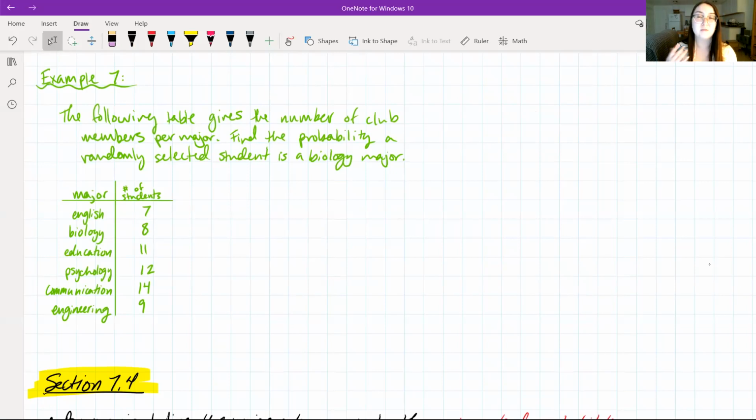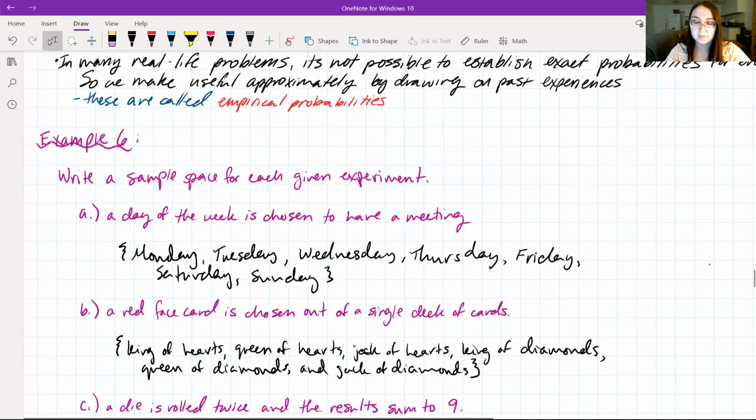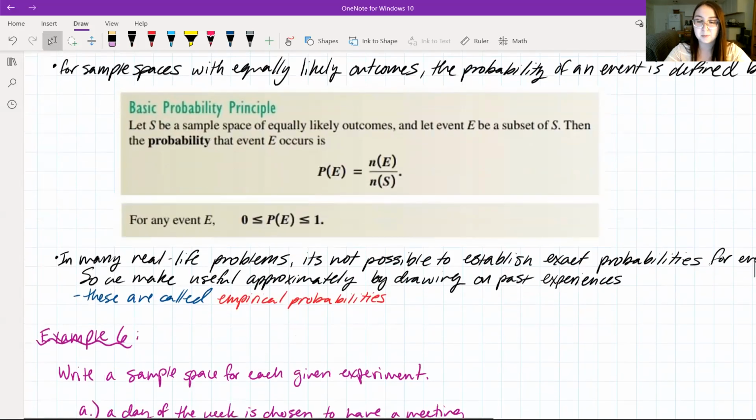So our event in this case is that a student is a biology major. If we're randomly selecting from any one of these students, our event would be getting a biology major. So if we want to go back up to our basic probability principle, we want to remember the probability of our event. So we want to find the number of elements in our event and divide by the number of elements in our sample space.